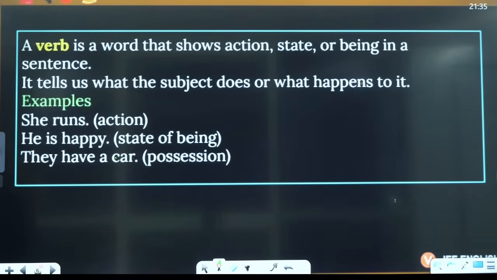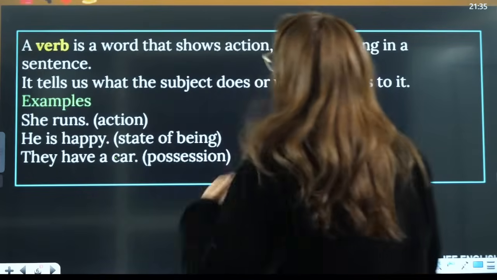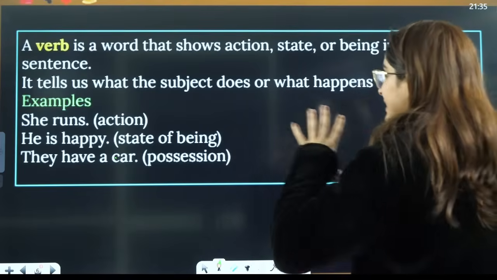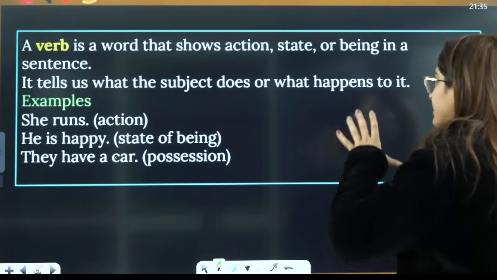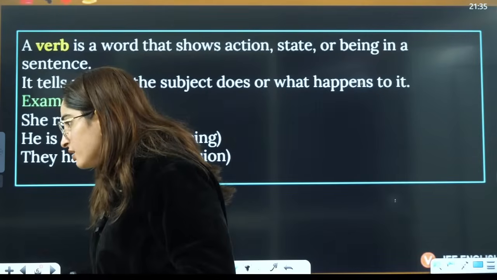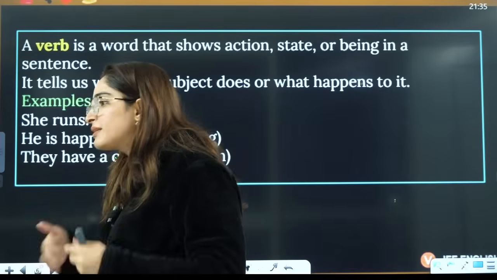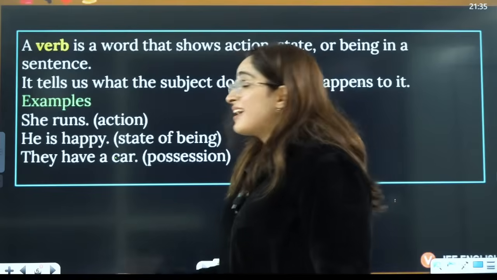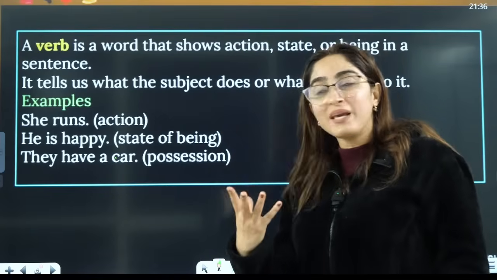What are verbs? Tell me. See, a verb is a word that shows action, state, being in a sentence. It tells us what the subject does or what happens. If I am saying, I am eating, eating is a verb, the thing that I am doing. I am running, running is a verb. He is happy, being happy is a verb.